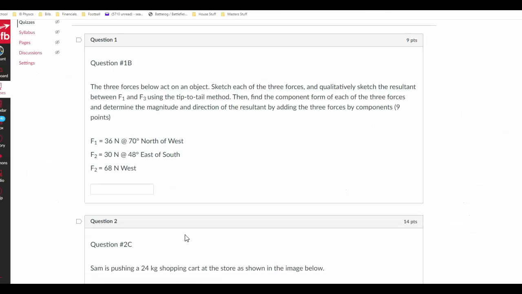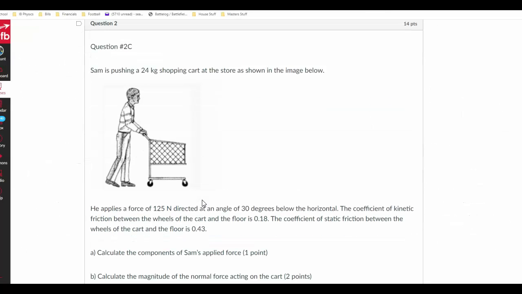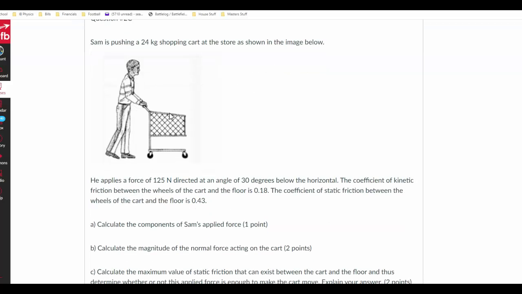Okay, so moving on to the next question. Question number 2. This one is question number 2C, and this is the longest, most difficult question on the whole test. In fact, if you were able to do every single one of these parts completely correctly, I would be very impressed with that. So we have Sam pushing a 24-kilogram shopping cart at the store as shown in the image below. If you look at Sam's arms, notice that they are at an angle. You might not think about this, but when you're pushing a cart, because your arms are technically angled, you're actually applying a force at an angle below the horizontal.